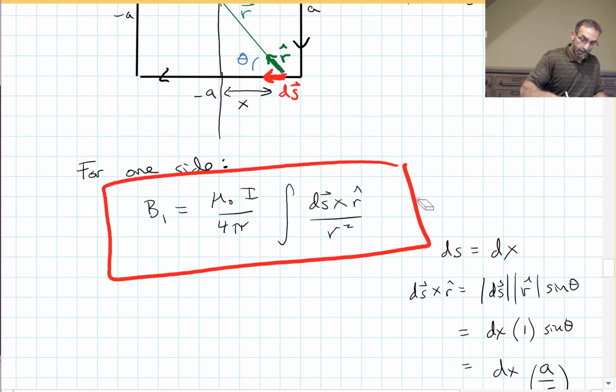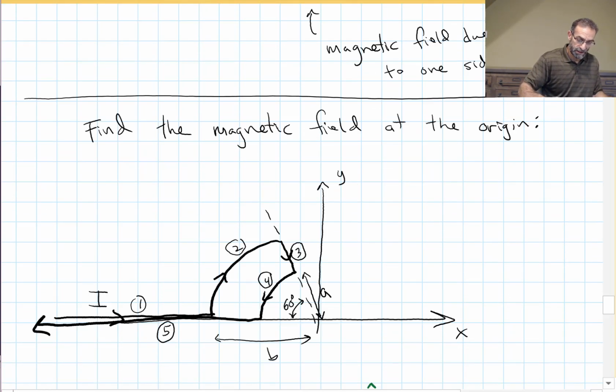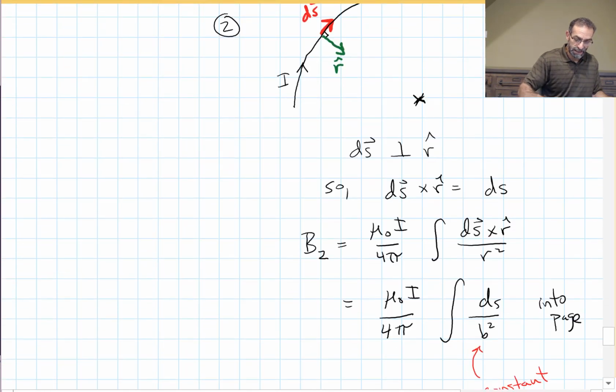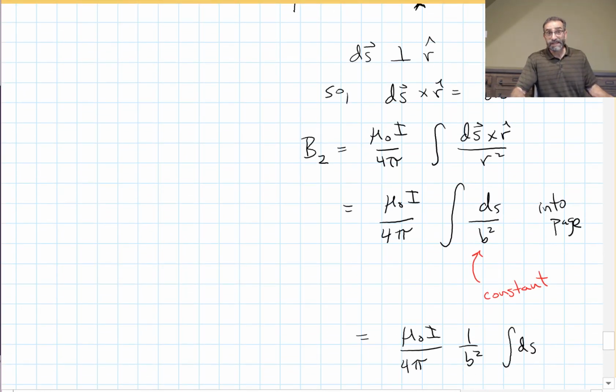Now, when we got to a curved path, it turned out to be really simple because ds and r hat are always perpendicular to each other. So ds cross r hat was just ds. R was a constant because it's a circular arc length. R comes out of the integral. And all that stuff ends up just being the integral of ds, which is the arc length s. So it really simplifies nicely. Go through it a few times and make sure you understand how that all works.